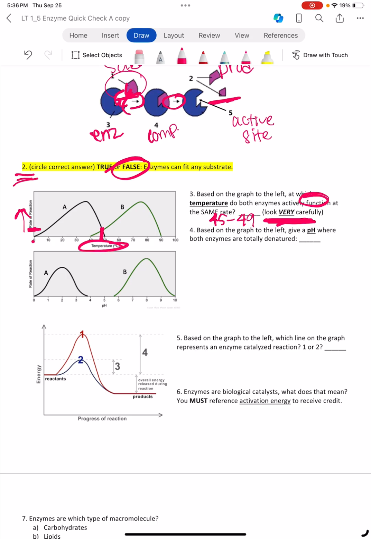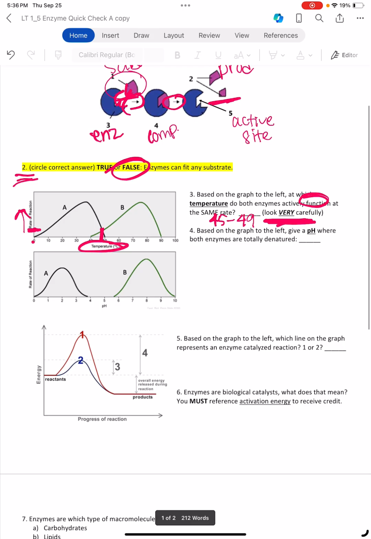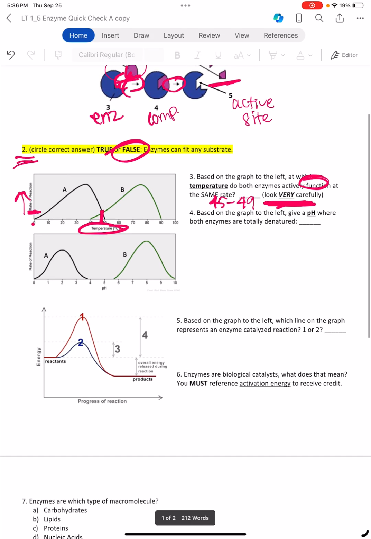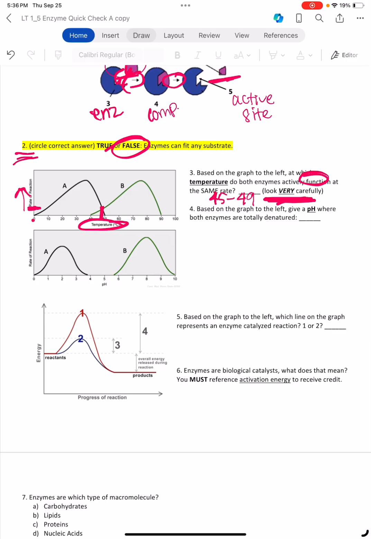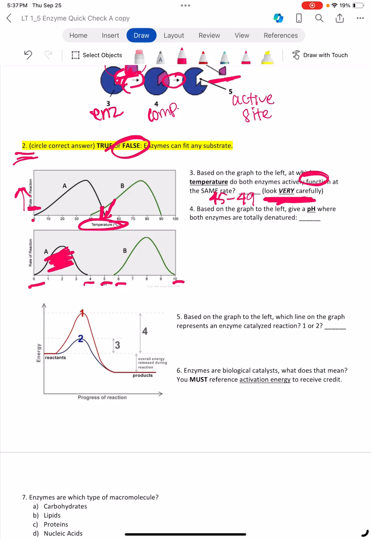Again, careful reading that graph there. Some of you put 59 and I was like, nope. And some of you also put 50. I couldn't take 50 because if you look really closely, 50 is actually at 0. So that's where it's denatured. Number four, what's a pH where both enzymes are denatured? I took anything like 0, 4, 5, 6, 10, anywhere where it's flatline, it's obviously not working. So all right here is the enzyme functioning. Denatured is where it's not functioning at all. So anything like that I took.